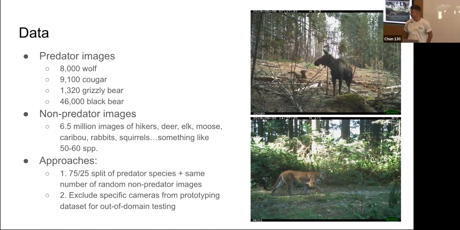I think the hardest part for me is just narrowing it down and figuring out how to make it small enough that we can actually do anything with it. So my approach right now is to use a pretty substantial amount of the predator images we've got, because those are the smallest class, and then really subsample that 6.5 million images of anything else that's not a predator.